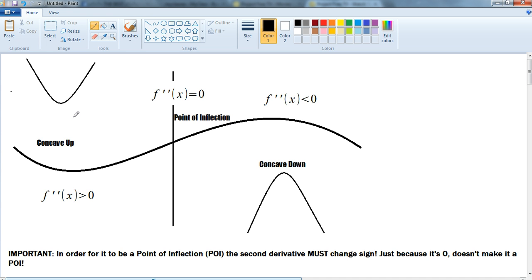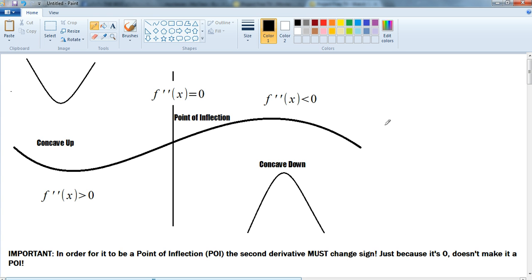However, note that if this were to go concave up to concave up, or if the second derivative was positive, then 0, then positive again, then there would be no point of inflection. So, in order for it to be a point of inflection, the second derivative must change sign. Just because it's 0 doesn't make it a point of inflection, and this becomes a major concept in most tests.